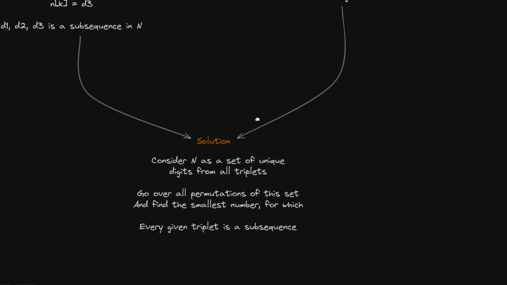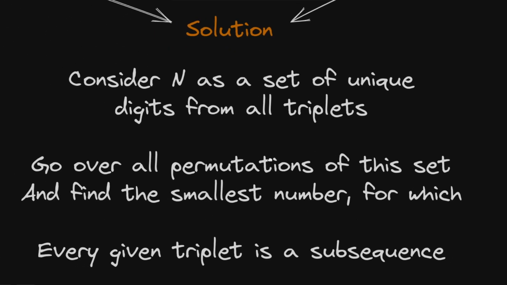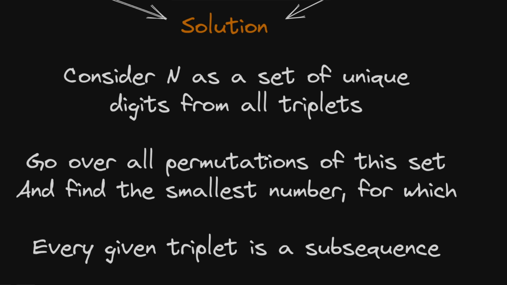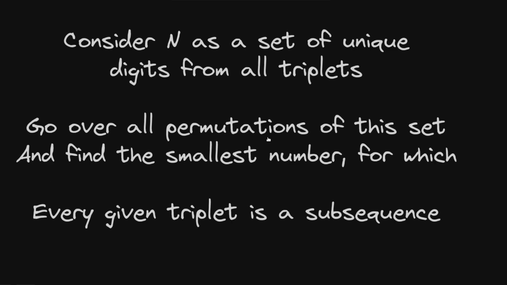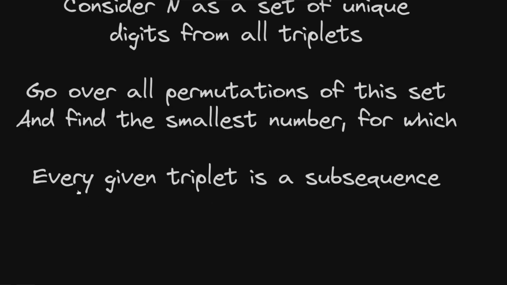So these two observations lead us to this solution. Let's see what it does. First of all, we need to say that n is a set of all the unique digits from all the triplets. So let's say we arrive at 6 unique digits from all the triplets, then our n is a set of those 6 unique digits, and after that we need to go over all the permutations of this set and find the smallest number for which this condition is satisfied. Since it is a valid login attempt, all the given triplets must be a subsequence of that particular permutation.